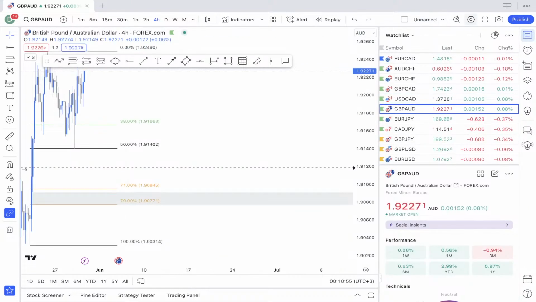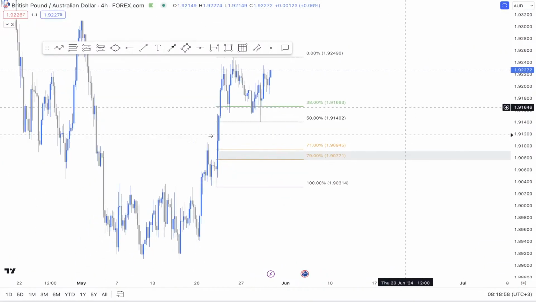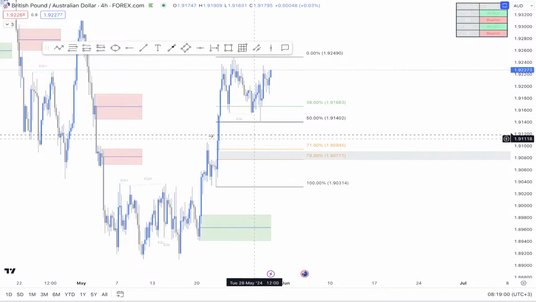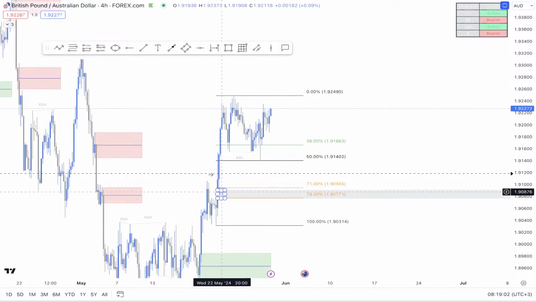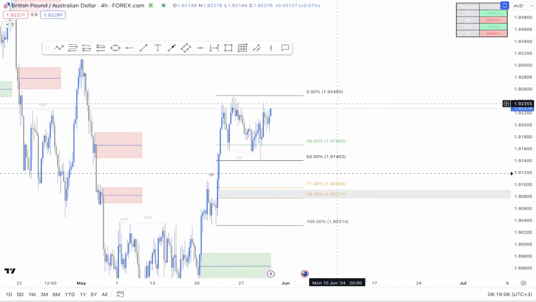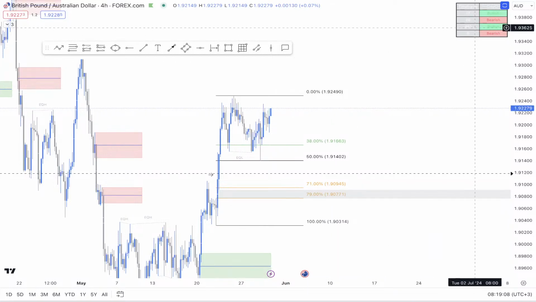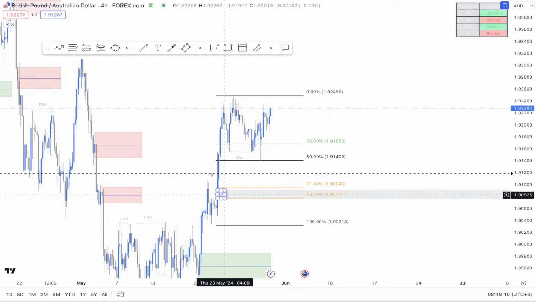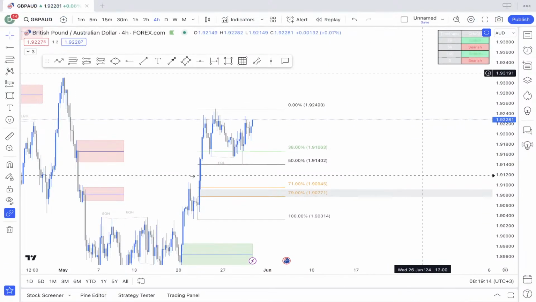GBP AUD with another bullish opportunity. Very aggressive break right here with this bullish leg. Pullback so far has been very nice and corrective, which is exactly what we are looking for. The 4-hour is bullish on the trader graph, and we also have this fair value gap that is lining up perfectly with the point of interest.